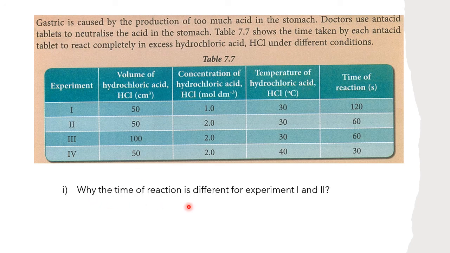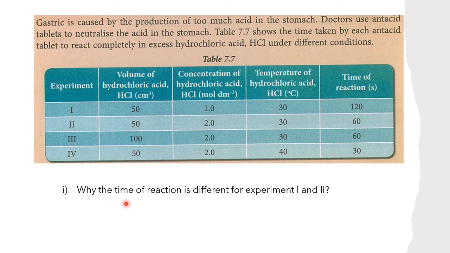Alright, why is the time of reaction different for experiment 1 and 2? So tengok experiment 1, time taken for experiment 1 is 120, but experiment 2 is 60. So experiment 2 reaction dia berlaku lebih pantas daripada eksperimen 1. So kita tengok apa yang berbeza. Okay, volume of hydrochloric acid sama. Concentration for experiment 1 is 1.0 mole per decimeter cube of hydrochloric acid solution. Eksperimen 2 dia gunakan 2.0 mole per decimeter cube of hydrochloric acid. Temperature for both experiments is the same, which is 30.